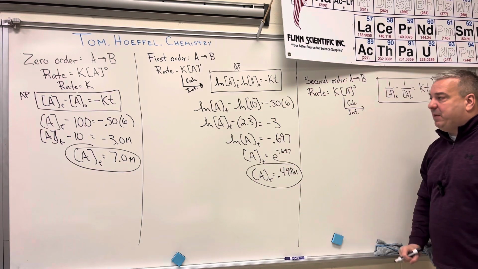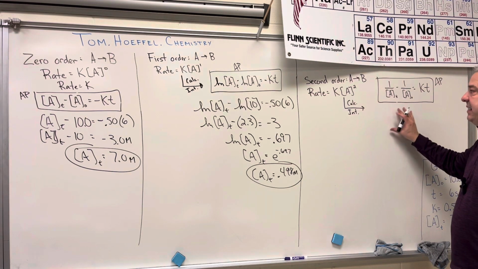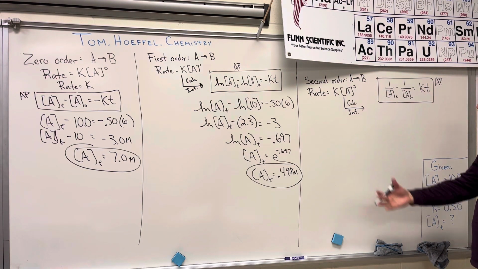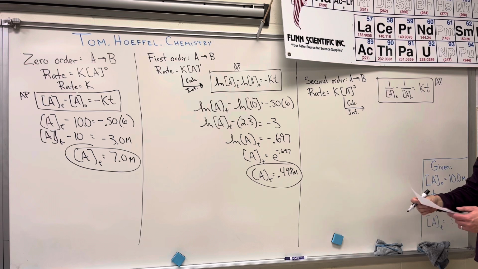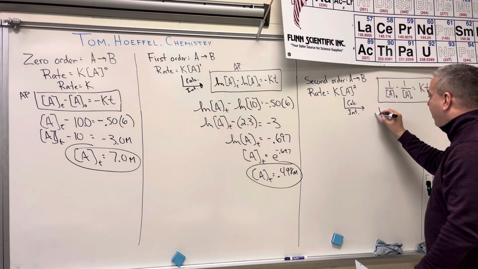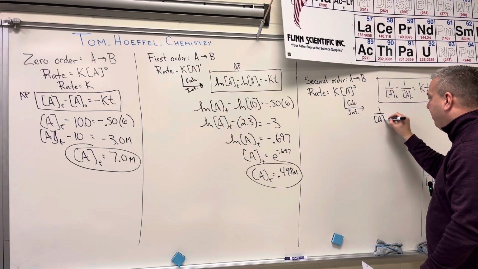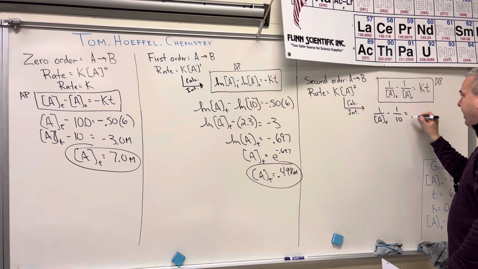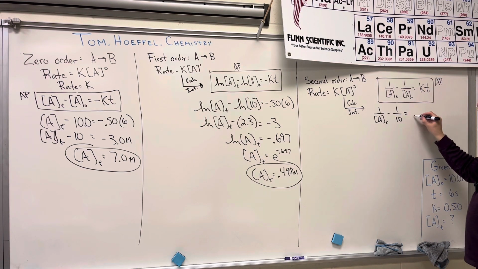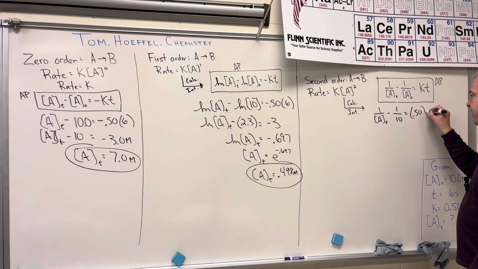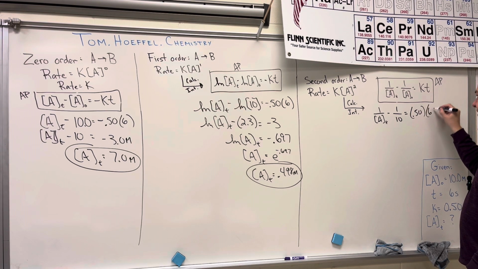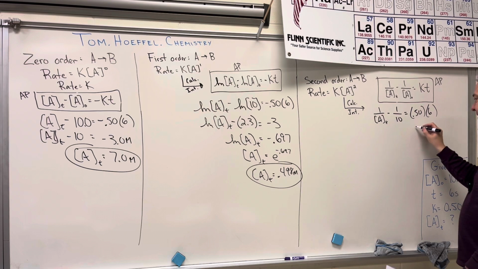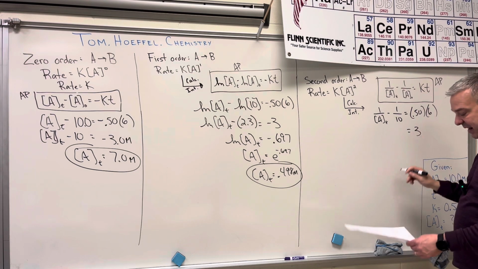So the last thing that we want to calculate quantitatively is second order kinetics. And it works exactly the same way. I'm just going to start plugging the numbers in. So we got 1 over the amount at time t is equal to 1 over 10, and that's equal to positive k, which is 0.50, times my 6 seconds. Of course, when I multiply these out, it's going to be equal to 3.